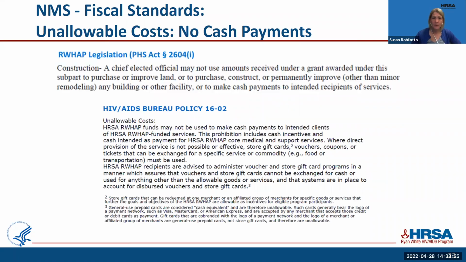The last example addresses allowable costs, specifically direct cash payments in the fiscal monitoring standards. As a note, this issue is also covered in the program monitoring standards under direct cash payments, but for the purposes of training, we're going to focus on the fiscal requirements. So the Ryan White legislation clearly outlines that the Ryan White HIV AIDS program Part B grant recipients are not allowed to make cash payments to the intended recipients of services.